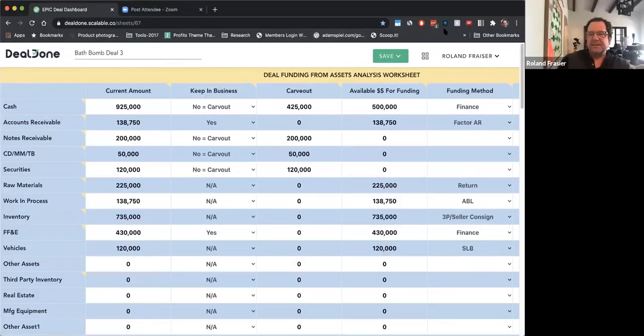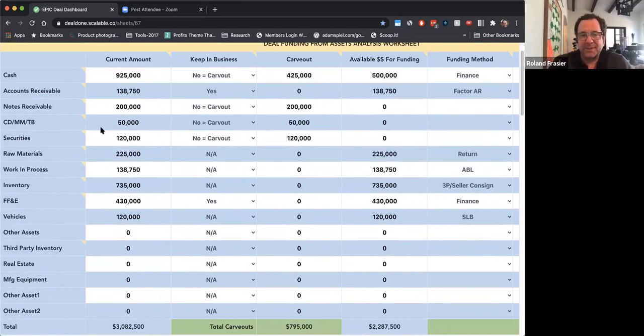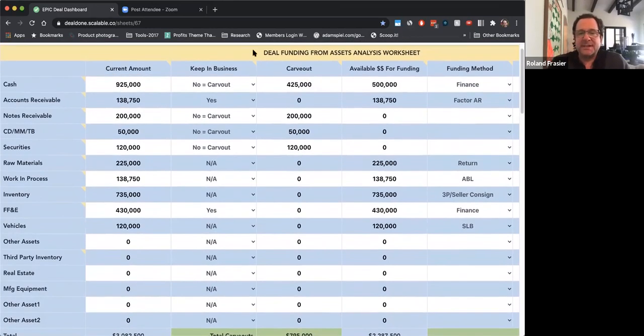Okay, so this is the DealDone software. Basically, I have put in the amounts of the assets that we have in this deal. The software allows for other assets as well as third-party inventory, real estate, manufacturing equipment, and additional assets that might not have a particular category. So we first say, what is our deal funding from the assets analysis?